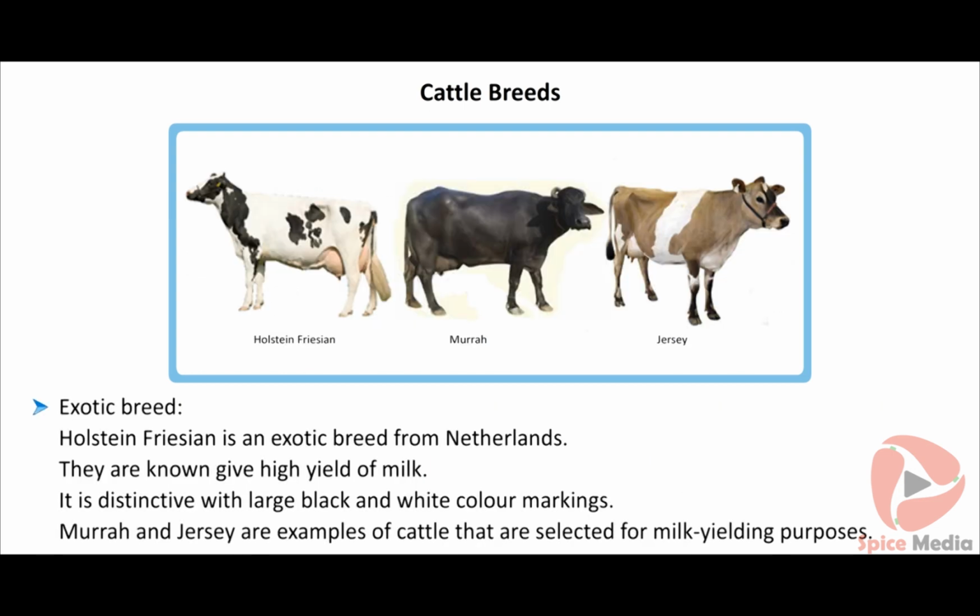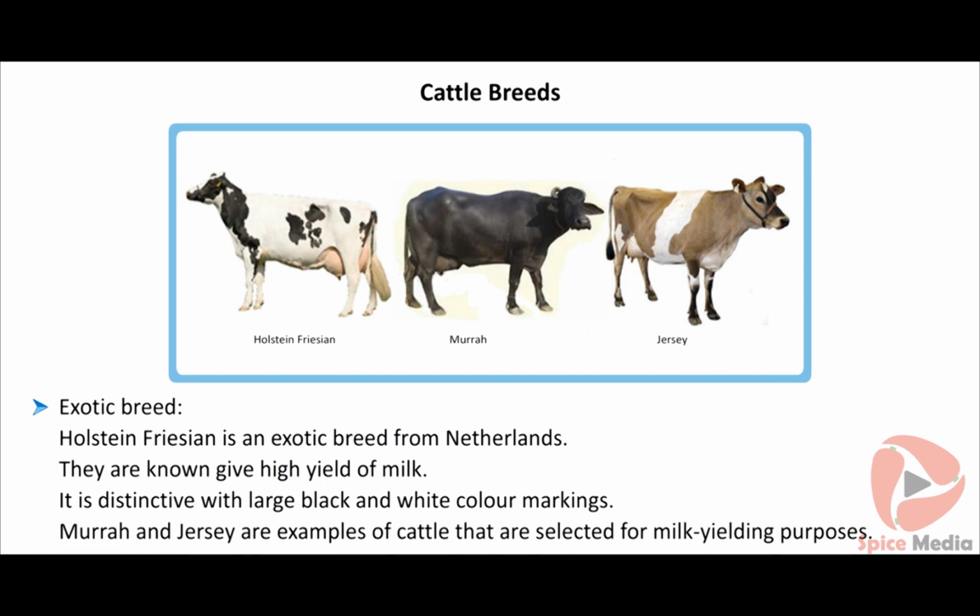Holstein Friesian is an exotic breed from Holland and Friesland in the Netherlands. They are known as a breed that gives a very high yield of milk. It is distinctive with large black and white color markings. These cattle have been used as dairy animals for more than 2000 years. Murrah and Jersey are examples of cattle that are selected for milk-yielding purposes.